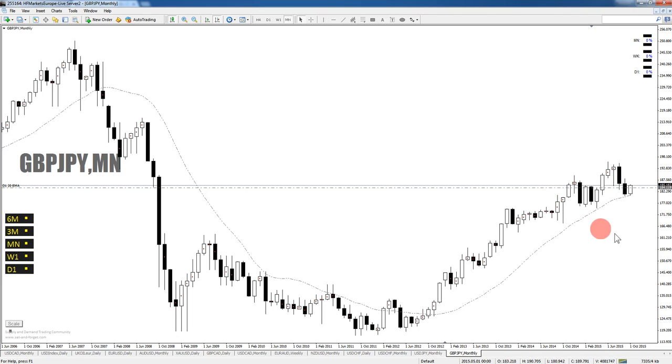I think I found the highlighter tool. Okay. Can you see this come on the screen over here? Yeah, I can see it. Now I can see what you're trying to say.